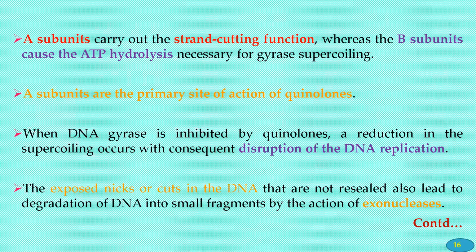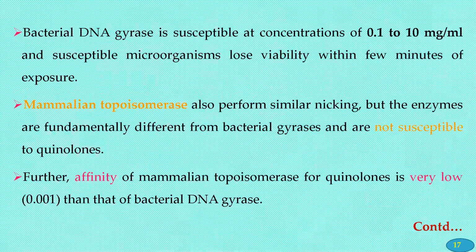So what happens if the DNA gyrase enzyme is inhibited? The bacterial DNA supercoiling is inhibited, and the nick or cut mark produced on the DNA will not be sealed at all. So there is degradation of the DNA and death of the bacteria occurs. The bacterial DNA gyrase is susceptible at a concentration of 0.1 to 10 milligram per ml, and susceptible microorganisms lose viability at this concentration within a few minutes. So it has a very potent action.